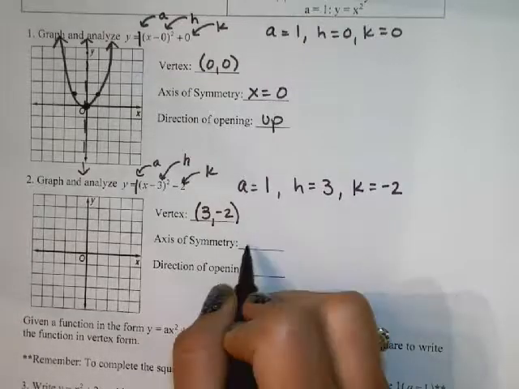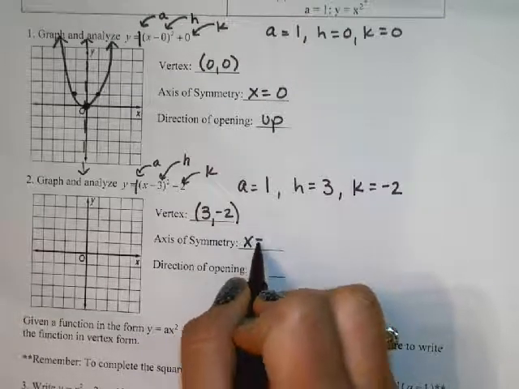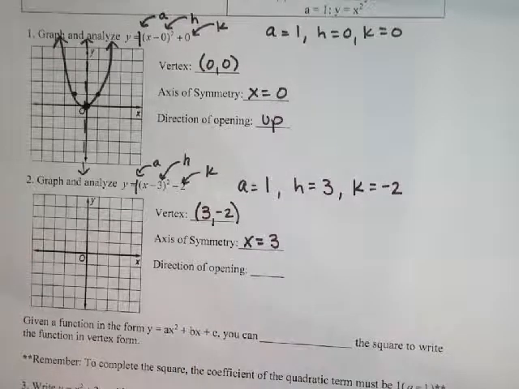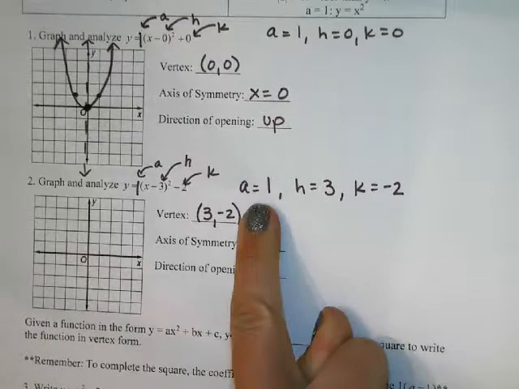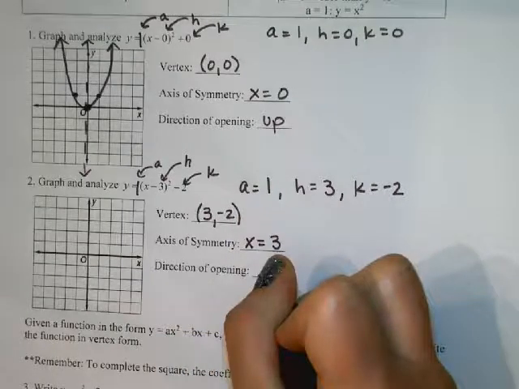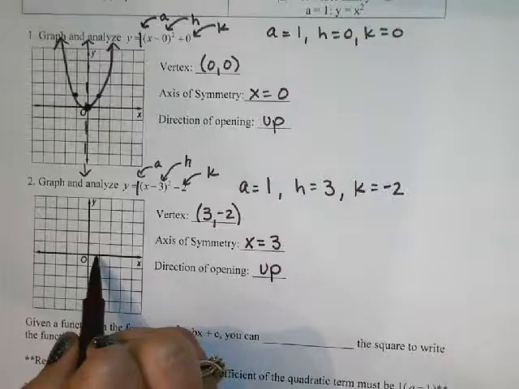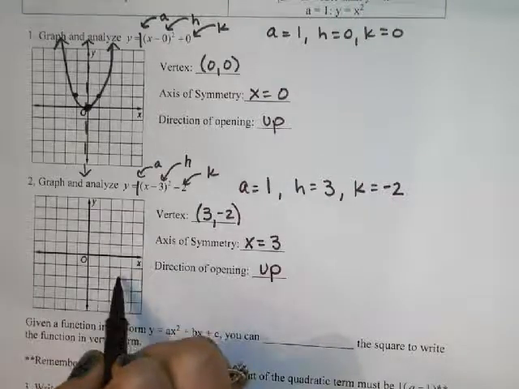Axis of symmetry, remember that's a line, so x equals h, so x equals 3. And my A is positive, so this guy is opening up. All right, so here I go. I'm going to graph my vertex. 1, 2, 3, 1, 2.